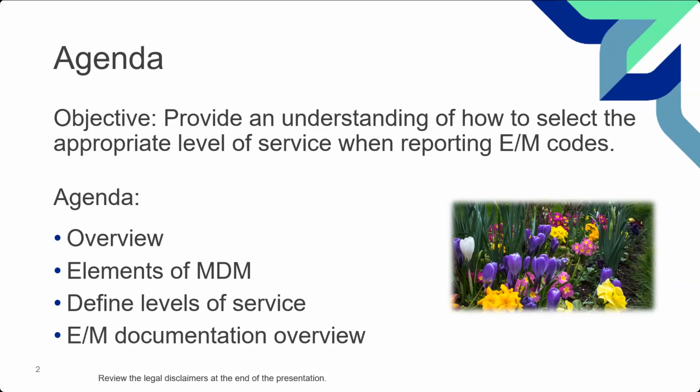So to accomplish this, I'm going to do a couple of things today. We're going to be walking through just an overview of what level of service is, how you choose it using time and medical decision making. We're going to talk about the different elements of medical decision making, and we are going to define those levels of service. And along with that, I'm going to be talking about some documentation. Again, this is going to be an overview because there are those gray areas depending on the encounter. But we're going to provide some examples throughout this session today to hopefully help you with that.